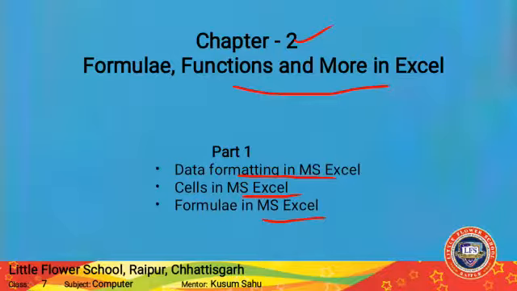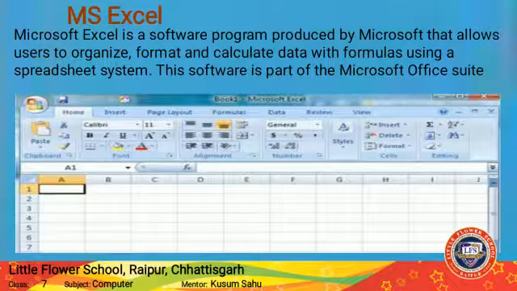So, first of all, we will learn what do you mean by MS Excel. MS Excel means Microsoft Excel is a software. It is a kind of software program produced by Microsoft that allows users to organize, format and calculate data with formulas using a spreadsheet system. This software is part of the Microsoft Office suite. So this program is developed by the Microsoft company. That's why its name is MS Excel or Microsoft Excel.